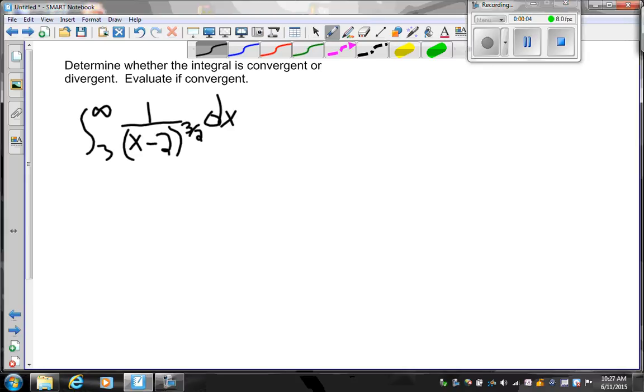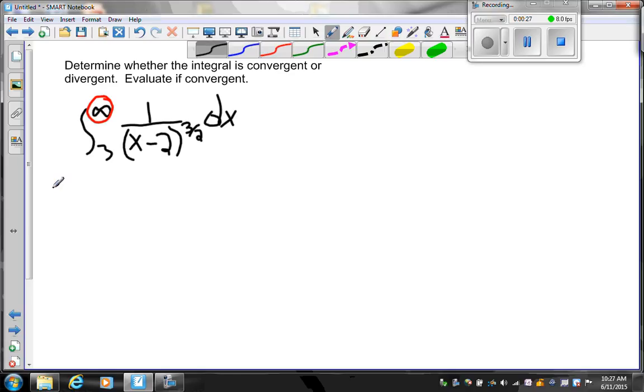Determine whether the integral is convergent or divergent, and evaluate if convergent. The integral from 3 to infinity of 1 over (x minus 2) to the 3 halves dx. This is an improper integral. You can quickly see that because you have an infinity as one of the limits of integration. And so we have to use the definition of the improper integral this way.